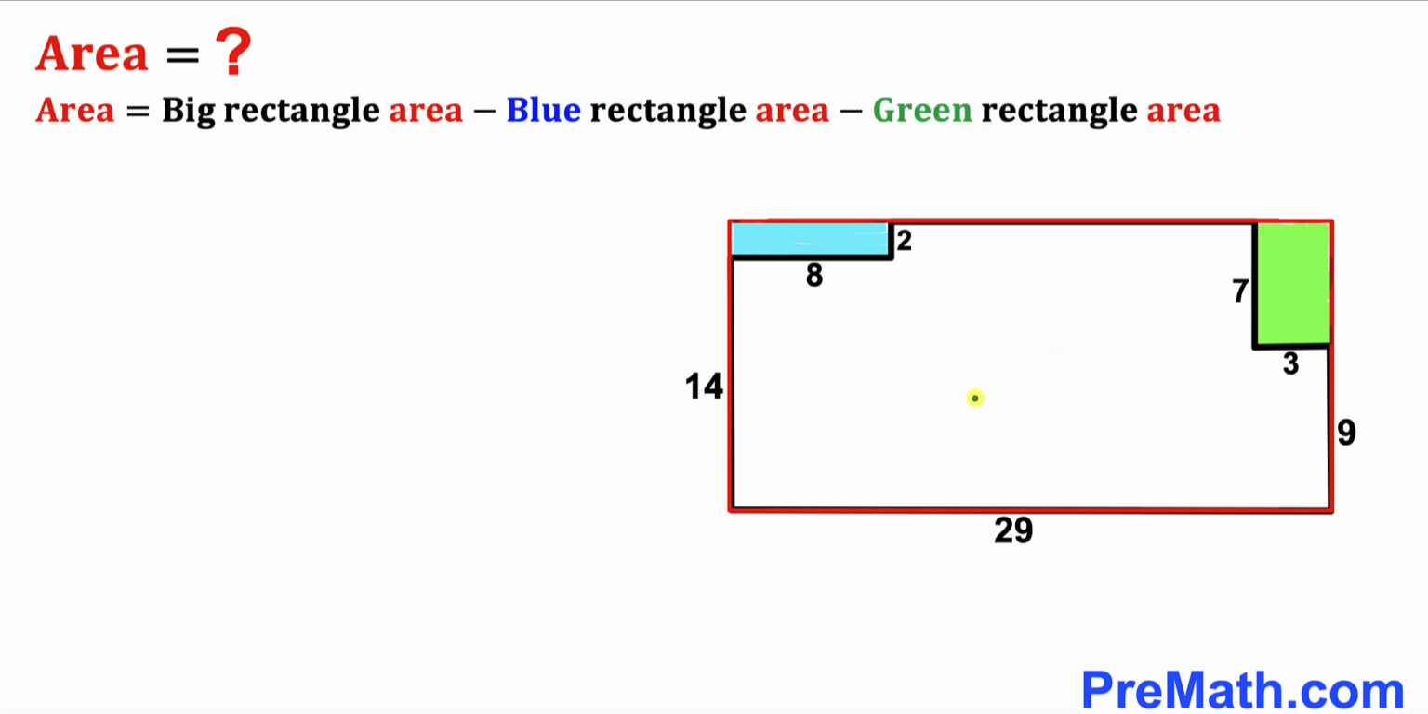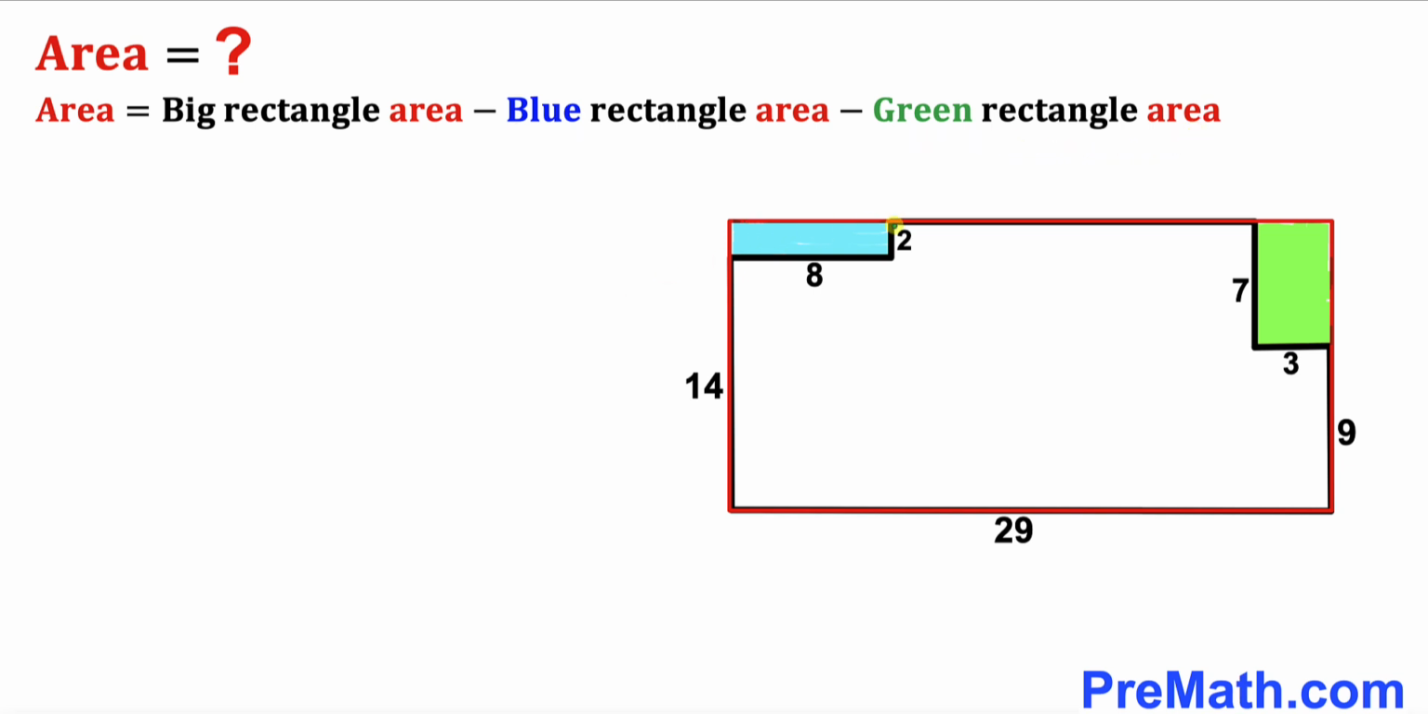And now let's make an observation. We can see the area of this polygon is equal to the area of this big red rectangle minus the area of this blue rectangle and the area of this green rectangle as well. And now our task is to calculate the area of this bigger red rectangle, the area of the blue rectangle, and finally the area of the green rectangle as well.